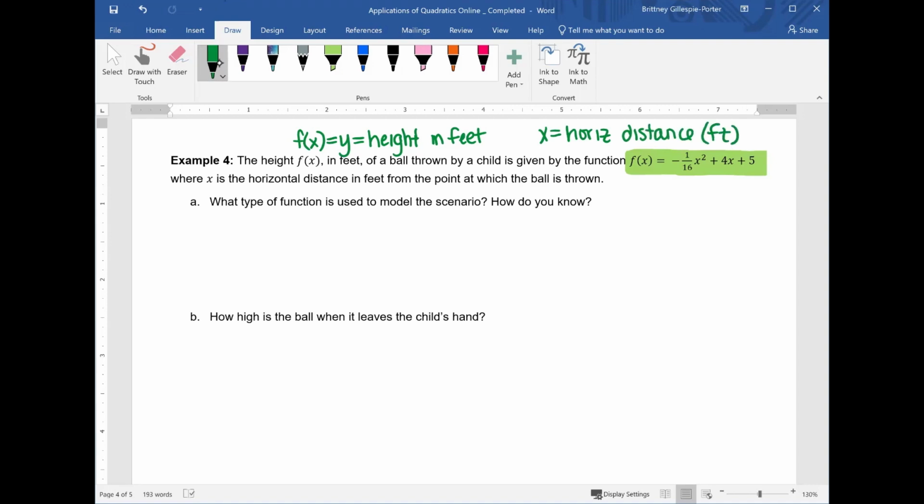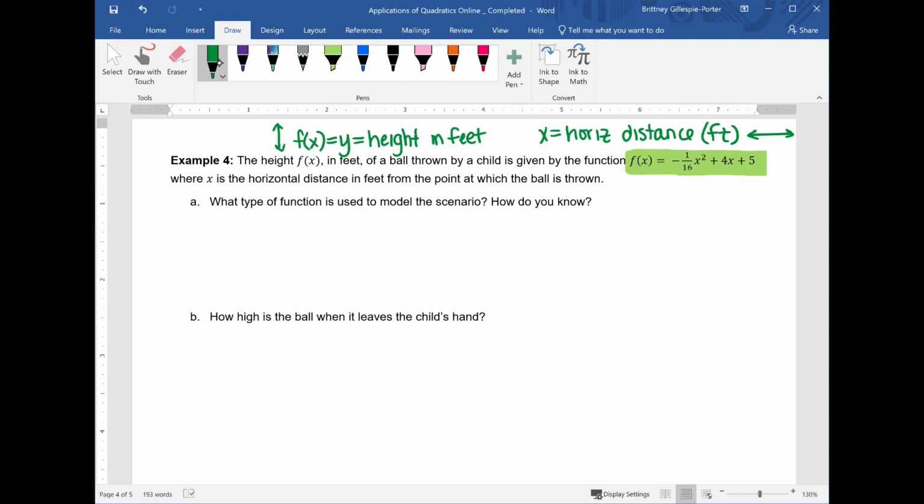Remember, horizontal is like left to right, and then our height is up and down. But it's the horizontal distance in feet from the point at which the ball is thrown. So we have a kid throwing a ball. We already found the equation that describes the height of the ball compared to how far away it is from the kid. We're asked what type of function is used to model the scenario.